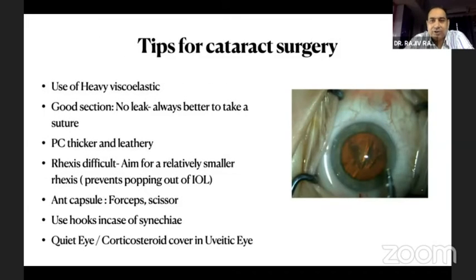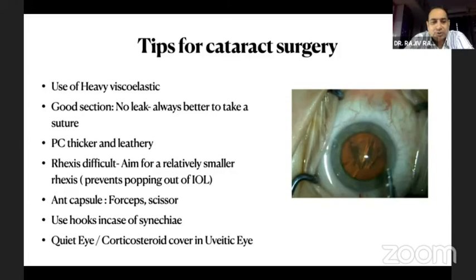Regarding cataract surgery, already a lot has been spoken. Use a heavy viscoelastic. Definitely you don't want any leak. As was told, the PC is thicker, it is more leathery. Again, in the anterior chamber, the rhexis is very much difficult. Aim for a relatively small rhexis to prevent popping up of the IOL if there are some manipulations you are doing in the posterior chamber.